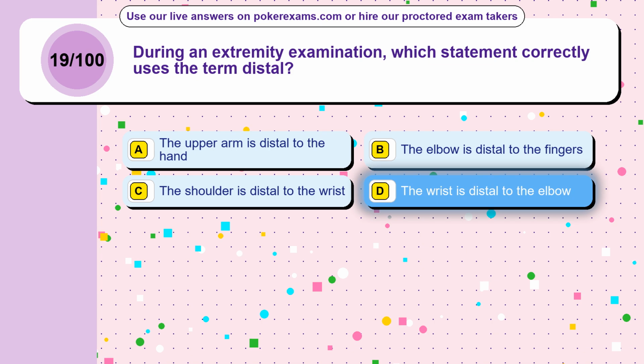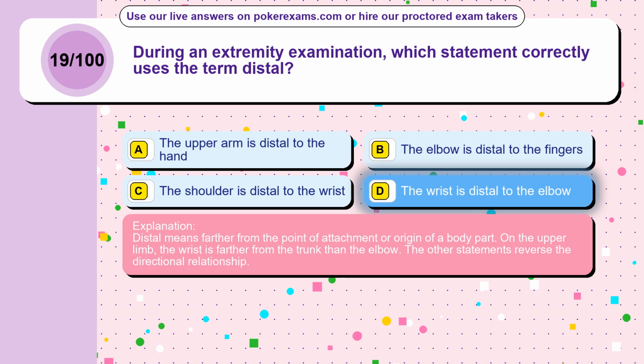The correct answer is option D. The wrist is distal to the elbow. Distal means farther from the point of attachment or origin of a body part. On the upper limb, the wrist is farther from the trunk than the elbow. The other statements reverse the directional relationship.